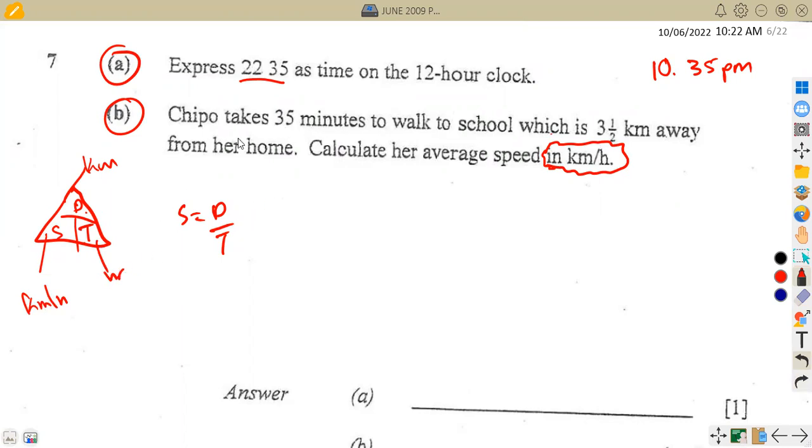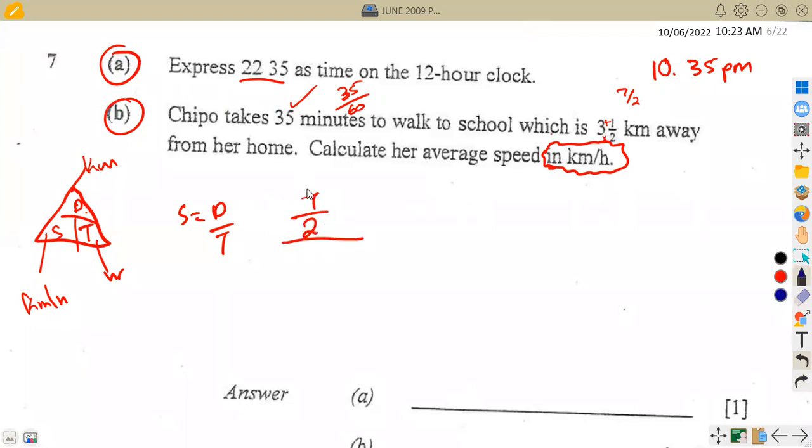The time is not in hours, so you're supposed to convert this 35 minutes to hours. How do you convert minutes to hours? We just divide by 60. So this one is same as 35 over 60. It's now in hours. The distance is already in kilometers, 3.5, but you can write it as an improper fraction. That's 3 times 2 plus 1, which is 6 plus 1, which is 7 over 2.